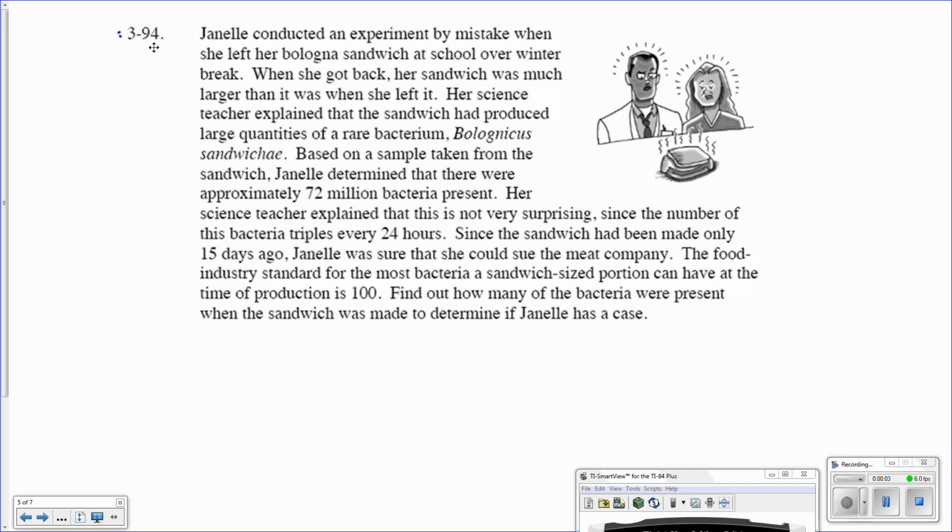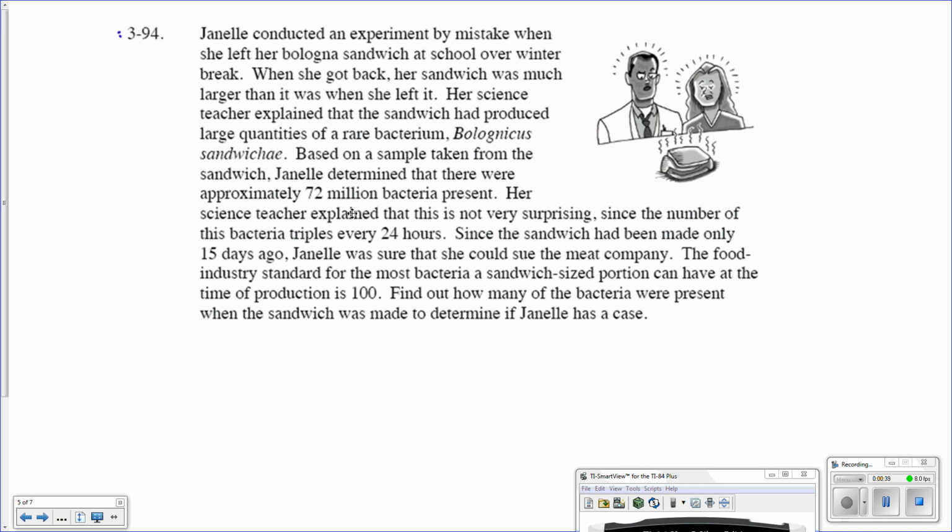Problem 3-94. Janelle conducted an experiment by mistake when she left her bologna sandwich at school over winter break. When she got back, her sandwich was much larger than it was when she left it. Her science teacher explained that the sandwich had produced large quantities of a rare bacterium, Bolognicus sandwichae. Based on a sample taken from the sandwich, Janelle determined that there were approximately 72 million bacteria present.